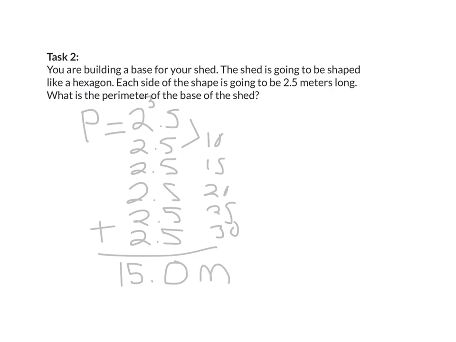Another way of doing this, instead of adding this together, since my sides are all equal in length, they're all 2.5 meters long, I can go ahead and just multiply this. So 2.5 times 6. So I know 5 times 6 is 30, so my 0 stays there, my 3 gets carried over. So 2 times 6 is 12, plus 3 equals 15. And then I know that my decimal spot is 1 from the right, so I'll add my decimal spot over here. And again, my perimeter equals 15 meters.